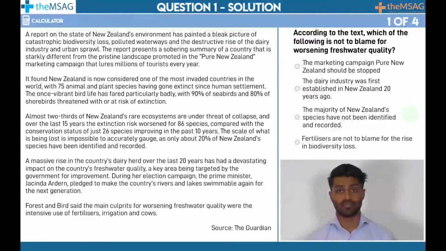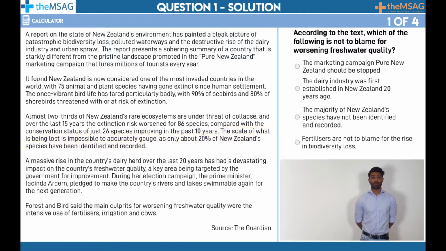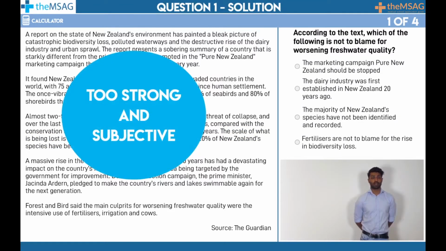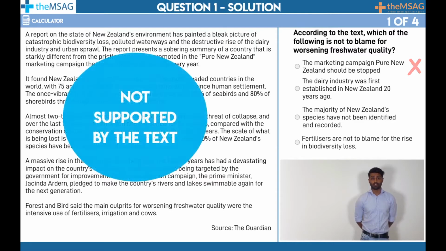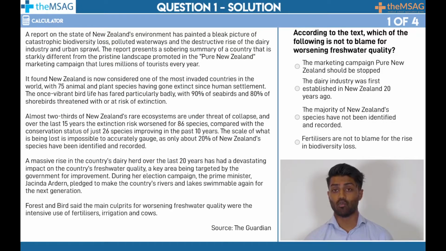The answer is C. The majority of New Zealand species have not been identified and recorded. This can be proven in the 3rd paragraph, as the text states, the scale of what is being lost is impossible to accurately gauge, as only about 20% of New Zealand species have been identified and recorded. Now let's think about why the options were not correct. Answer A is too strong and is a subjective judgment about the campaign. Answer B is not supported by evidence. The text merely states that the dairy herd grew massively in the last 20 years.